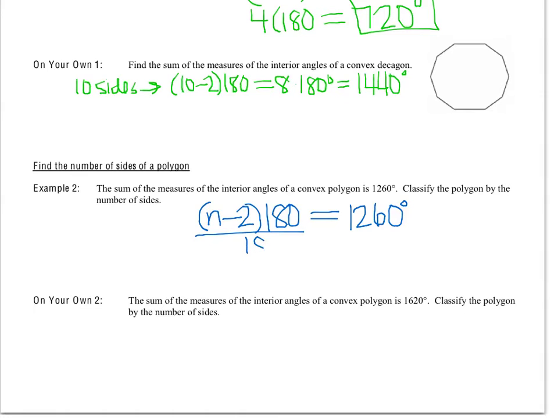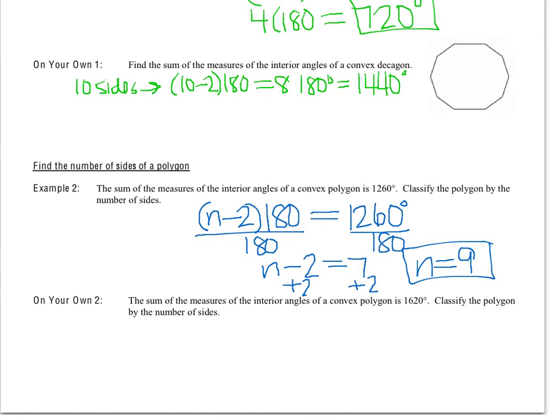So now I can just solve for my n. If I divide both sides by 180, I have n minus 2 equals 7. So to get n alone, I'll add 2 to both sides. So my number of sides equals 9. So there are 9 sides to this polygon. And that would be a nonagon.